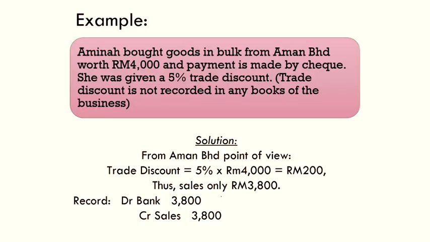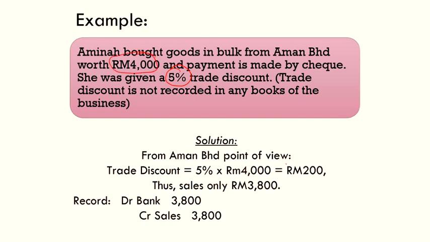So now let's go to the example. Okay, for example, Amina bought goods in bulk from Aman Berhad worth 4,000 ringgit and payment is made by check. She was given a 5% trade discount. Okay, remember trade discount is not recorded in any books of the business. So how are we going to calculate it? Okay, terus dia 5% ni trade discount dia dapat ni times with 4,000.